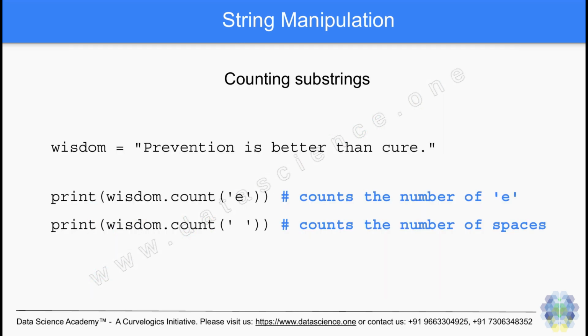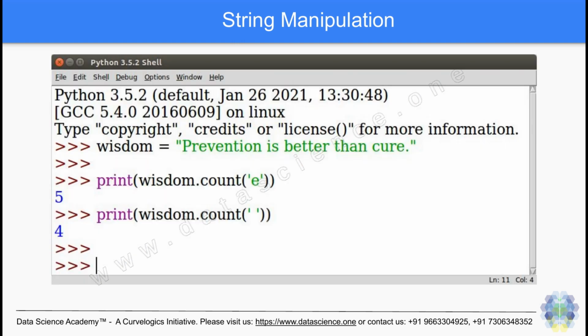The built-in function, count, counts the number of occurrences of the substring. Here, in this example, we can see that the letter, E, occurs 5 times in the string, prevention is better than cure. Whereas, the character, space, occurs 4 times.